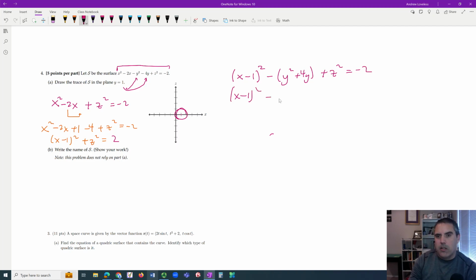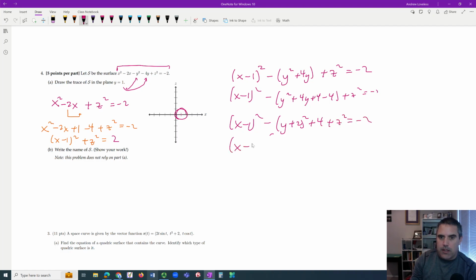Half the middle. So we're going to y squared plus 4y plus 4 minus 4 plus z squared. Now you could do all of this by just doing the same cover-up idea. But if I had to graph this, I definitely would want to do some completing the square. I'm going to distribute. That's going to make that a plus 4 plus z squared is minus 2. So I get x minus 1 squared. And these little adjustments just shift it left or right.